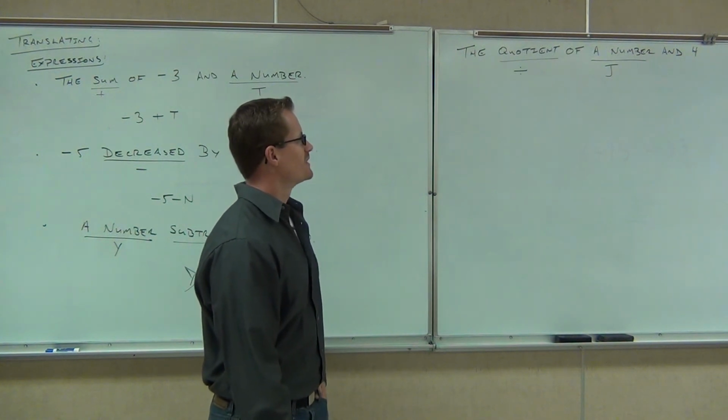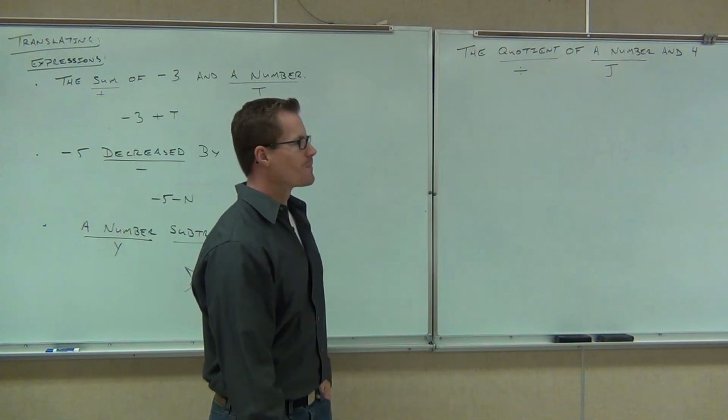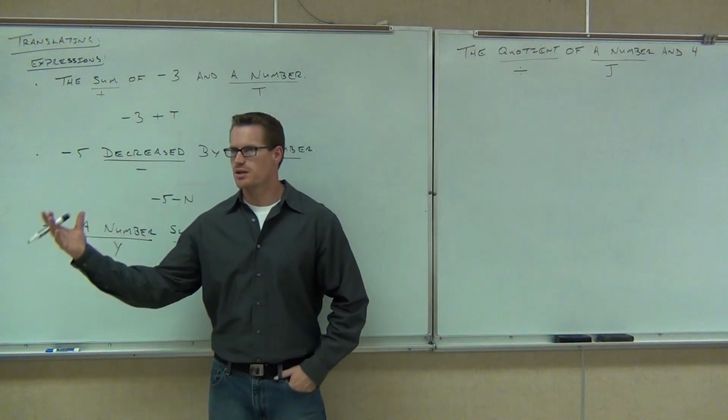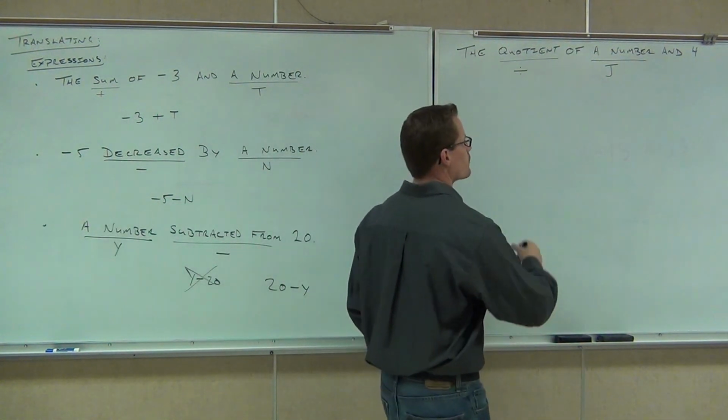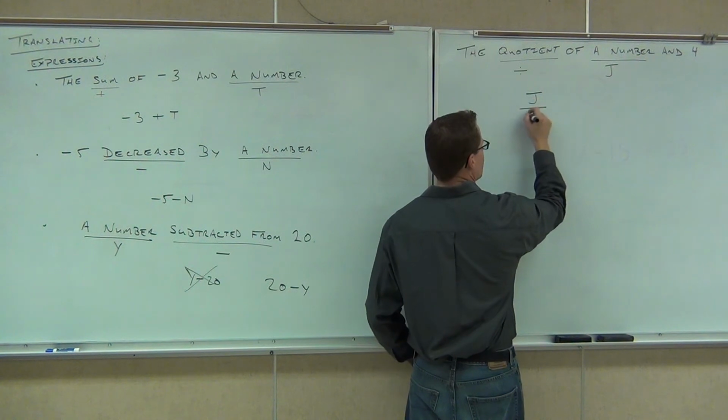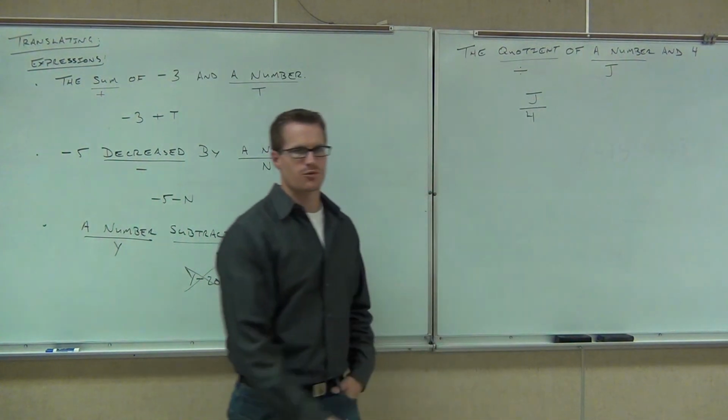Appreciate it. So the quotient of a number and 4, this is in order. It's just like a sum is in order. So if we have a quotient of a number and 4, we're going to have J over 4. That's the way we're writing division. It's going to be a fraction.